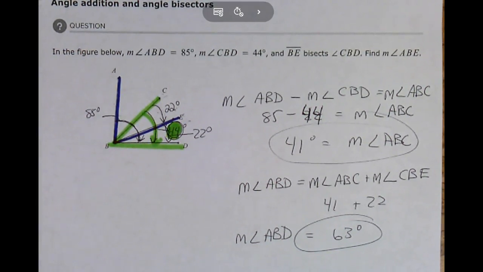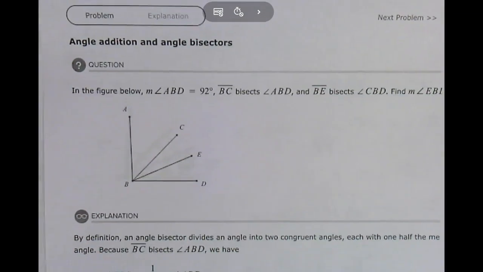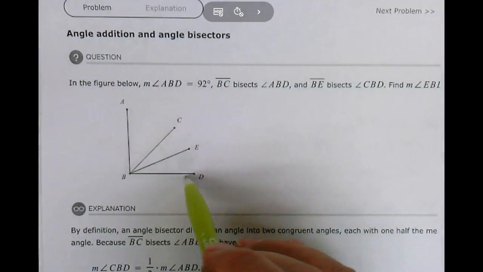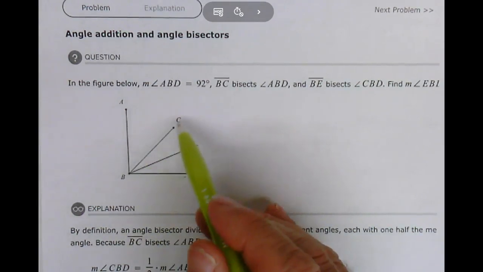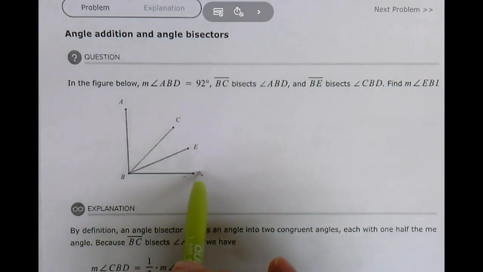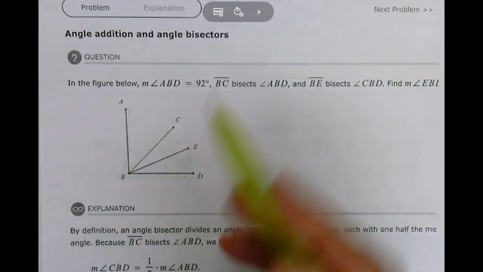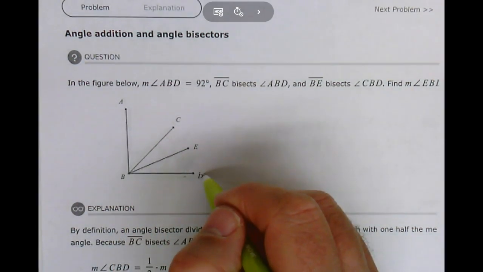I'm going to do one more for you. So let's look at a different one here, a little bit different. And this one says, in the figure below, the measure of angle ABD, right here, is equal to 92. So we know this total thing is 92. And then it says BC, this one right here, bisects ABD. So it bisects it, right? So we know this thing right here cuts this entire angle in half.